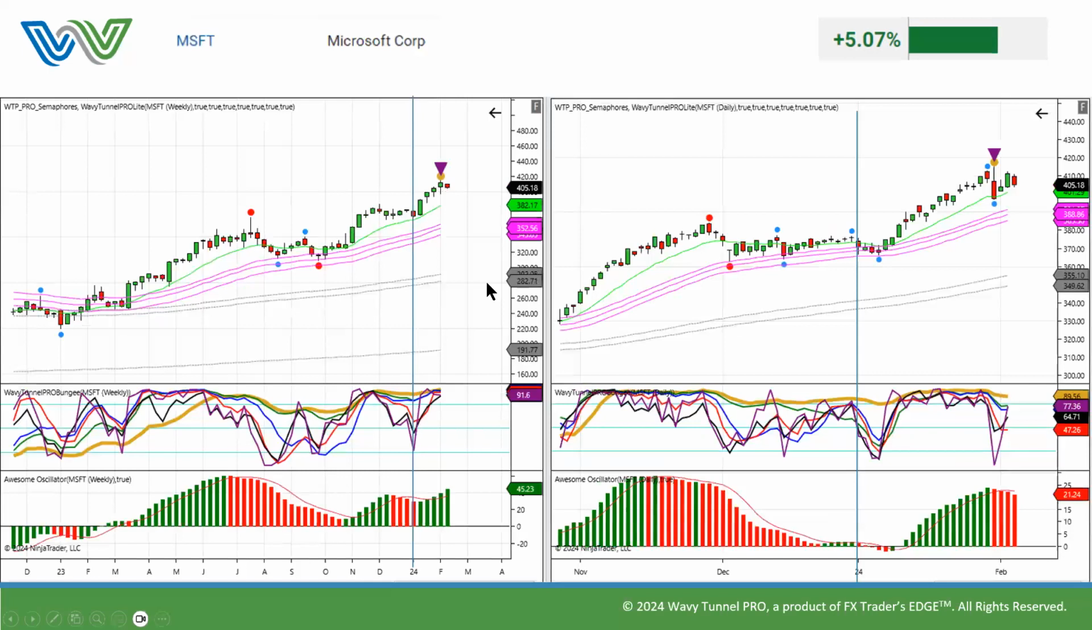Microsoft. Yeah. So it's bullish. The wave is comfortably above the tunnel on both the weekly and the daily charts. So you just want to buy the pullbacks. We had a nice pullback here and we had a pullback here. Pullbacks are only going to be into the filter when we have such a strong trajectory.